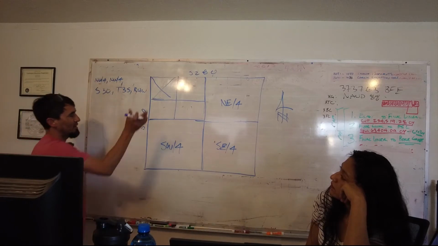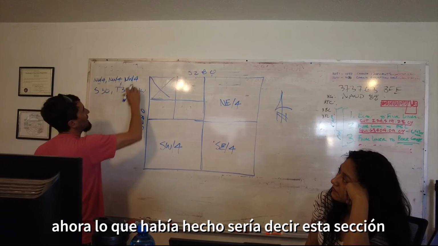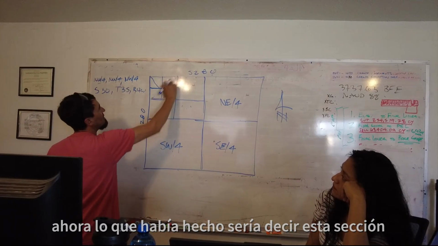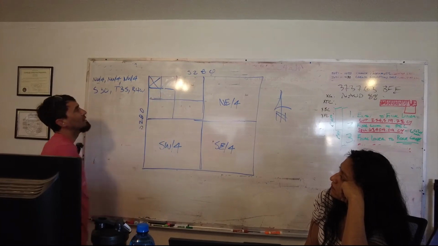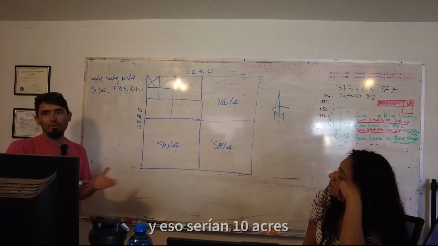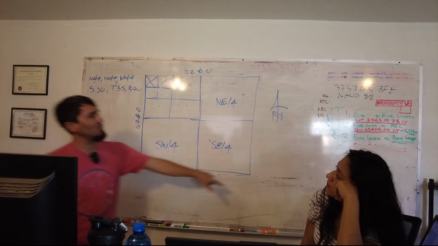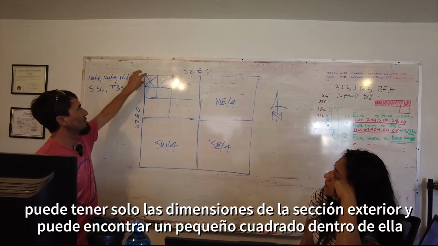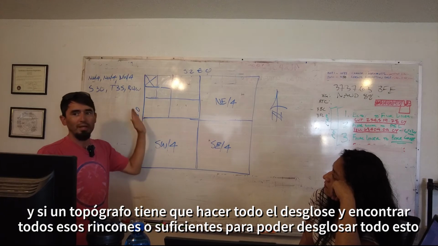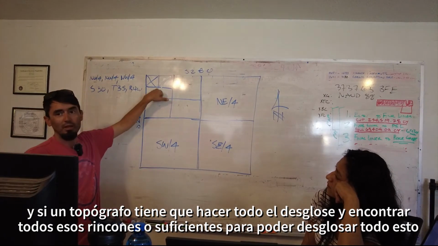But this part here describes that little section. Now what I had done, let's just do this again. Northwest quarter, that would be saying this, and that would be this little square there, and that would be 10 acres. So it just keeps dividing down. Now that's really easy to do. You can have just the dimensions of the exterior section, and you can define a little square inside it, and then a surveyor has to go and do all the breakdown and find all those corners or enough of them to be able to break this down.